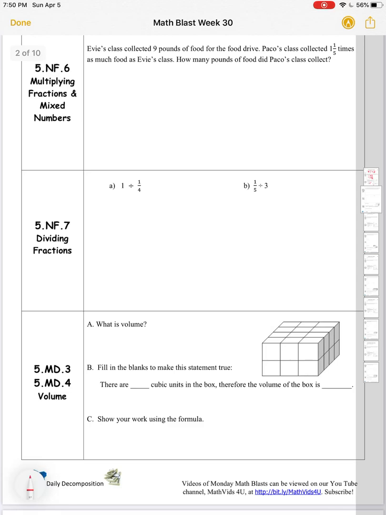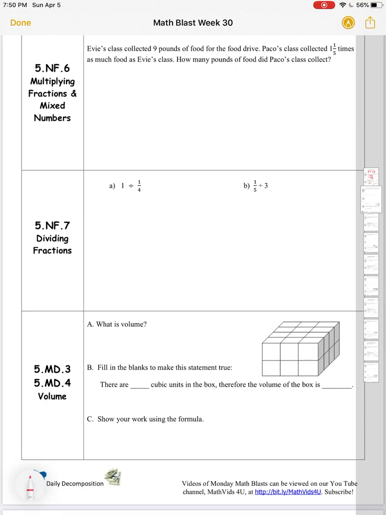On the back side, multiplying fractions and mixed numbers. Evie's class collected 9 pounds of food for the food drive. Paco's class collected 1 1/5 times as much food as Evie's class. How many pounds of food did Paco's class collect?